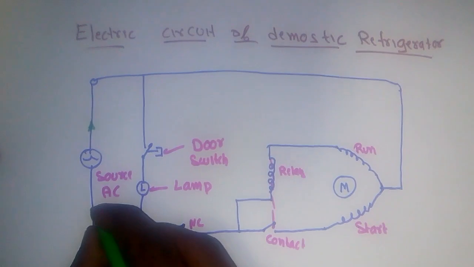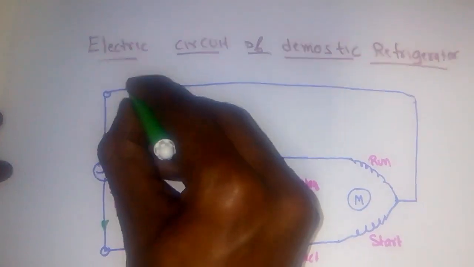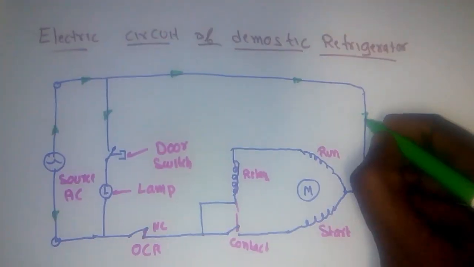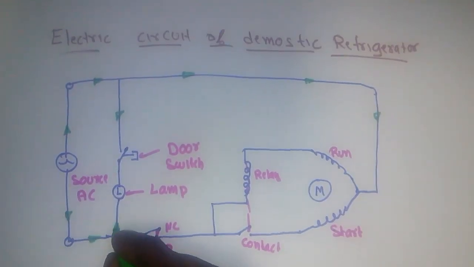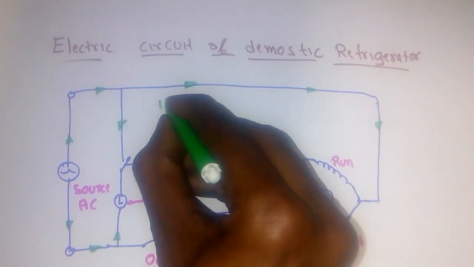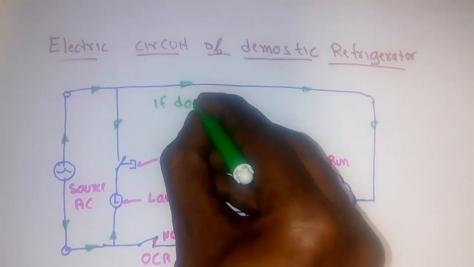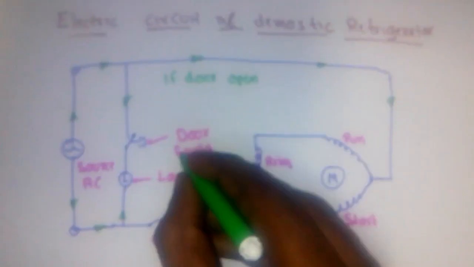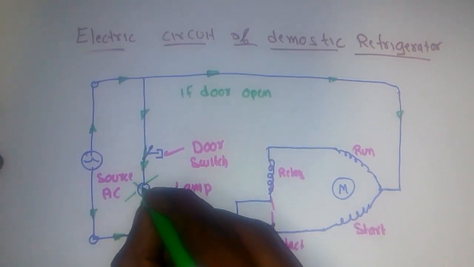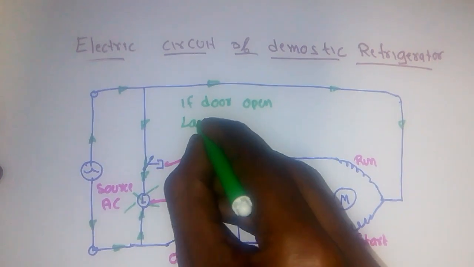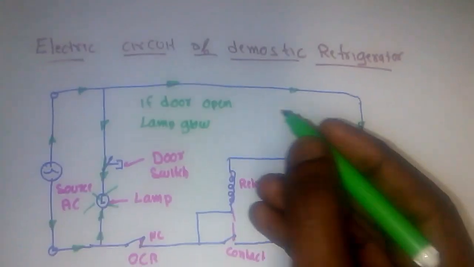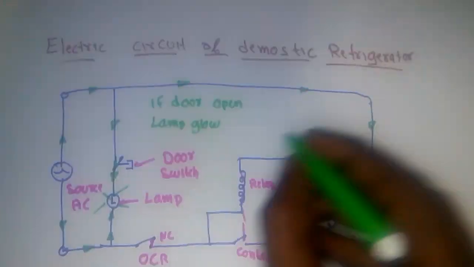So now you can see the source is giving a current, or we can say supply. The supply is going from here to here to here. Now you can see here a door switch. If you open the door, that means you need light. So when you open this door, this contact is made and your lamp will glow, and when you close the door again, this switch is operated again and your lamp will stop glowing.